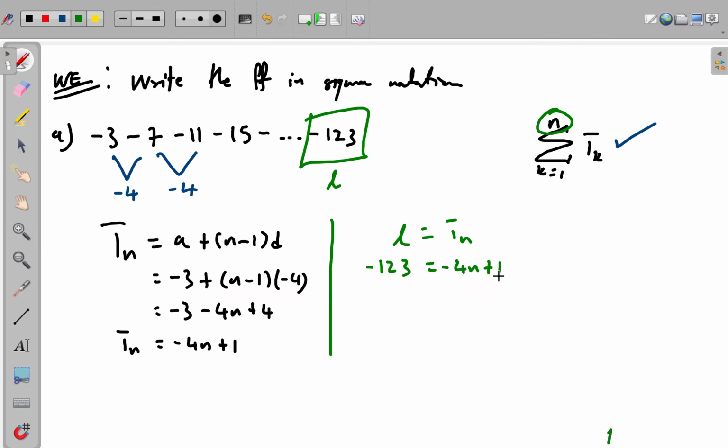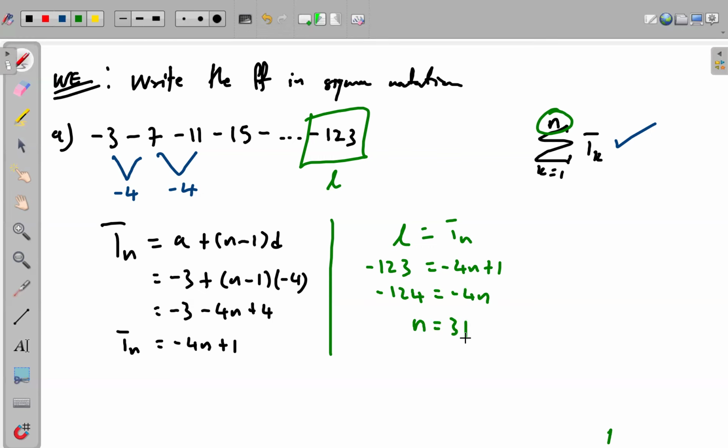All right, and then this will become what? A negative 124, I suppose. And then we have to divide by a negative 4 on both sides. So n is equal to 31.